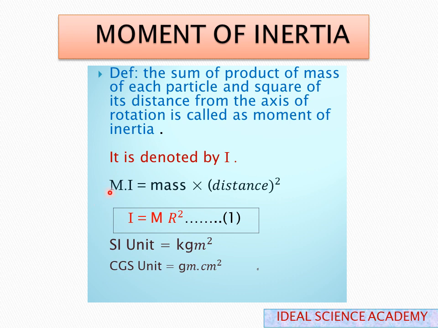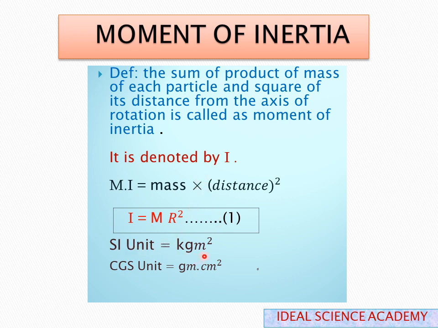So the formula is moment of inertia is equal to mass into distance square. From the definition, this formula arises. Mass is represented as m, distance square means r square, and the symbol for moment of inertia is I. So I is equal to m r square. This is equation number 1, and this is the basic equation of moment of inertia.